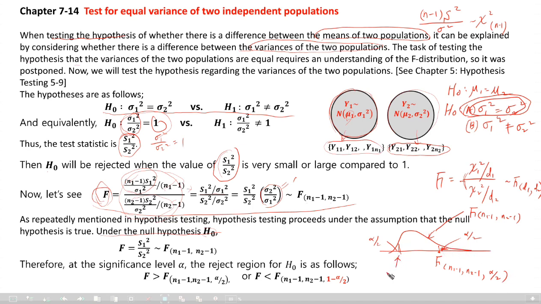Then what is this value? F with degrees of freedom n1 minus 1, n2 minus 1, and as with the chi-square distribution, we write 1 minus alpha over 2. This area. So when the test statistic S1 square over S2 square is greater than this value, this is a rejection region, these two parts. The value of F, which is S1 square over S2 square, lies here, then we reject H0. What do we call these? Critical values, F n1 minus 1, n2 minus 1, 1 minus alpha over 2, this value. Can you see this? Okay?